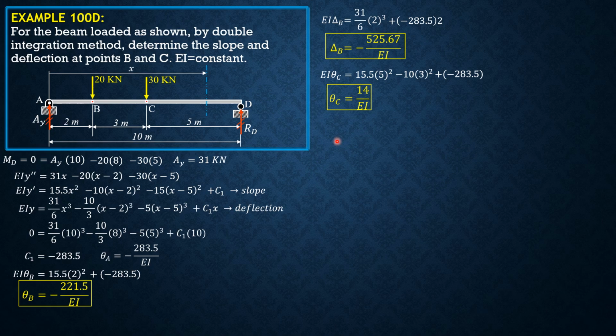Then for the deflection into this equation here, x is 5. EI delta C is equal to 31 over 6 times 5 cubed, minus 10 thirds times 3 cubed, and this is 0, then plus negative 283.5 times 5. So delta C is equal to negative 861.67 over EI. So that's it for this problem, and this is a simple one. I hope that you were able to follow the solution.